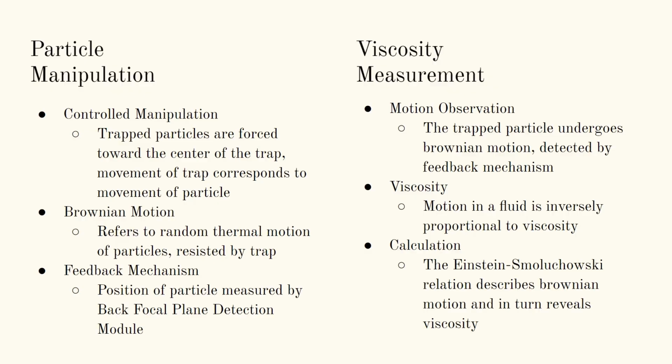So it turns out the motion of the particle itself is inversely proportional to the viscosity of the medium that it's in, which is very useful because the particle is naturally going to want to be moving around in this set of optical tweezers, so we can study the change in this motion to figure out the viscosity of the material it's in. And the way we do that is through the Einstein-Stokes relation, which describes Brownian motion and in turn reveals the viscosity of a fluid. You may ask, what is the Einstein-Stokes relation?